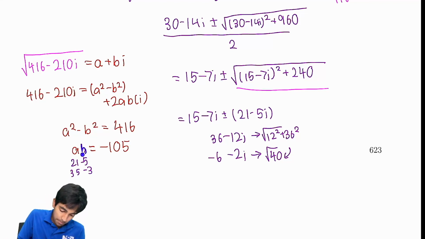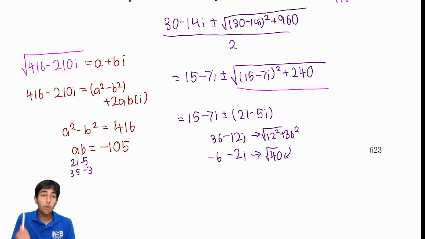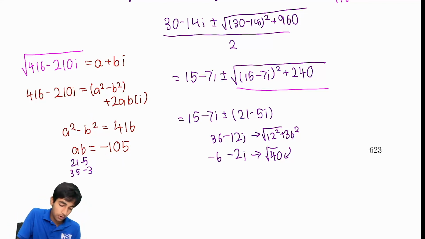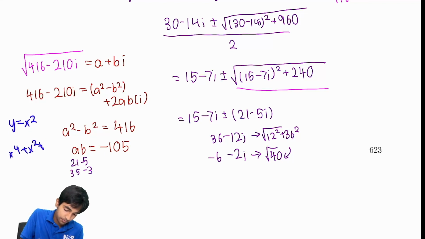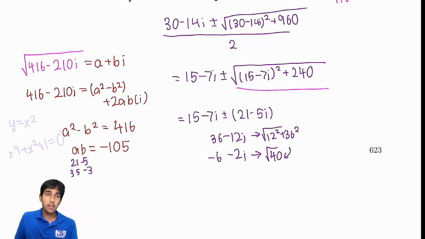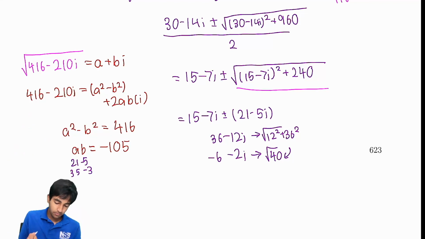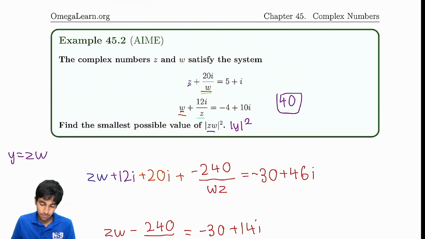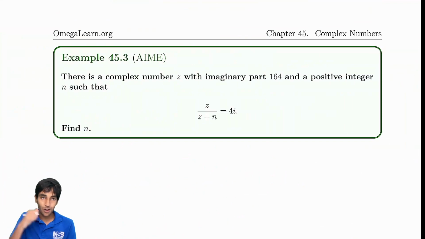You could just be like, okay, b equals minus 105 divided by a. Then you can plug this in, and then you would get a quadratic in terms of a squared. You know how we do the standard y equals x squared trick when you have something like this? So you do that trick, and yeah, you get the value that you were looking for. That's about it for this problem. On to the next one.